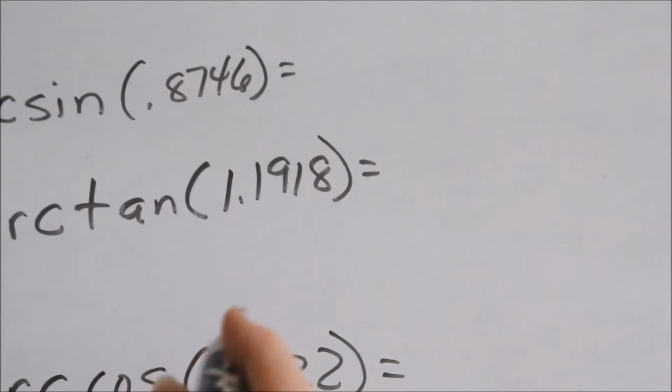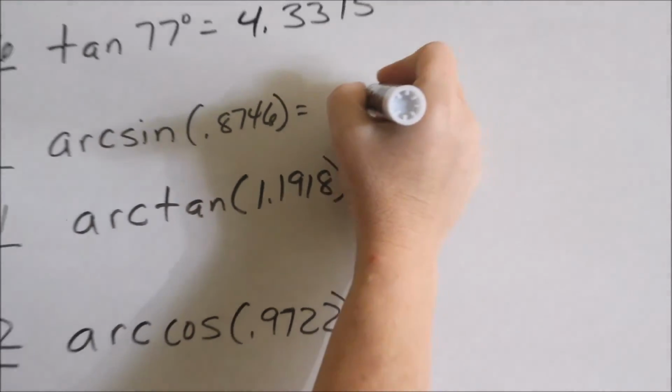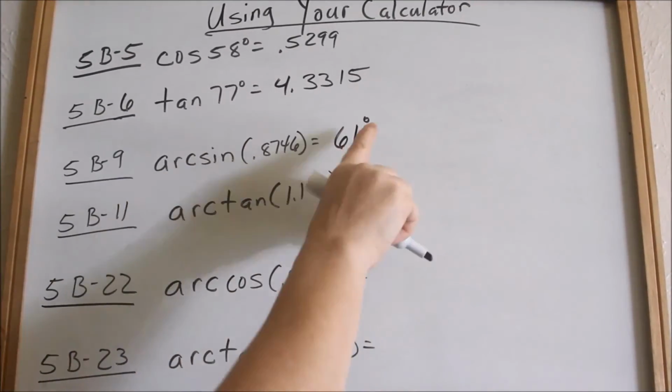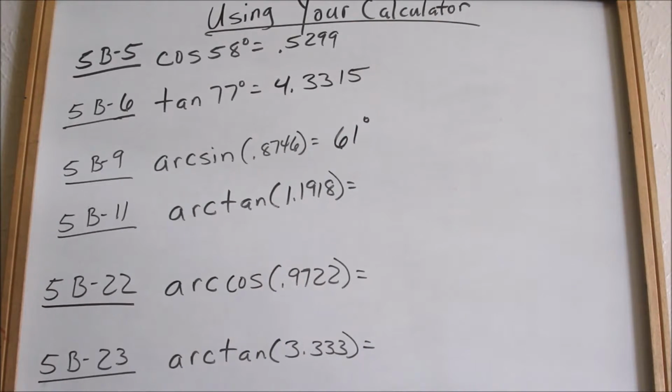And remember, what we're finding is the angle. When you're given the decimal, you are trying to find the angle. So here we need to have our units, our degree symbol for our angle, and we're rounding to the nearest whole number.